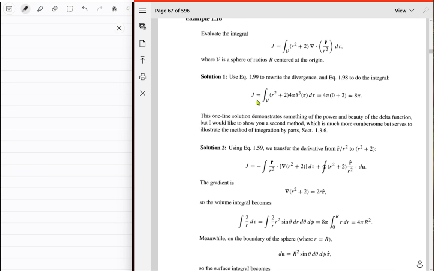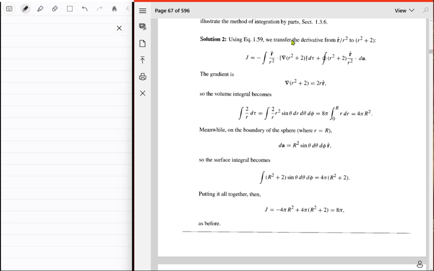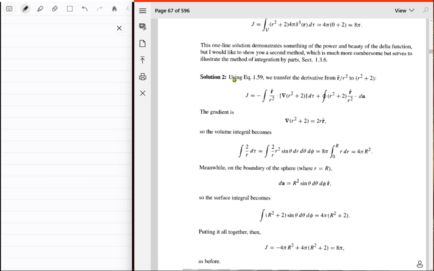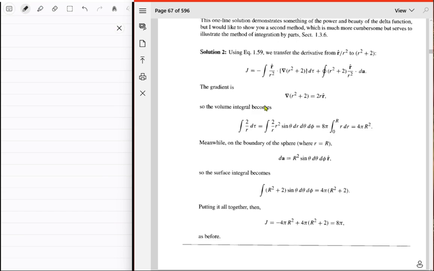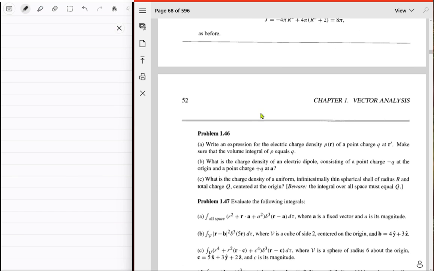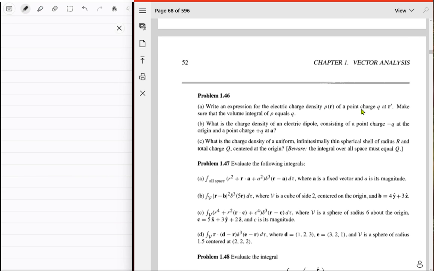Oh, so this was an example, not a problem. Fine. Some other solution. Classical derivative from this thing. Whatever. Just move on. Write an expression for the electric charge density of a point charge q at r dash.